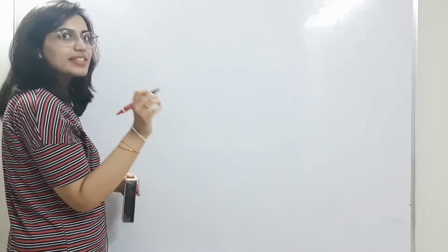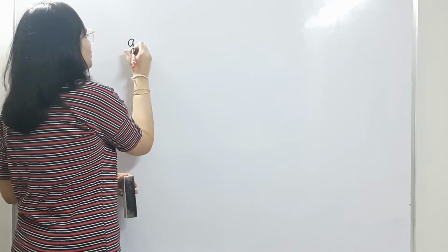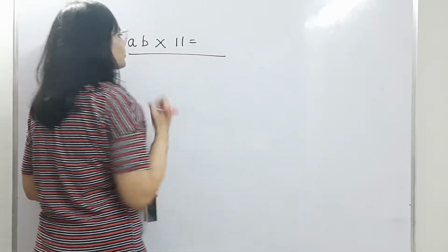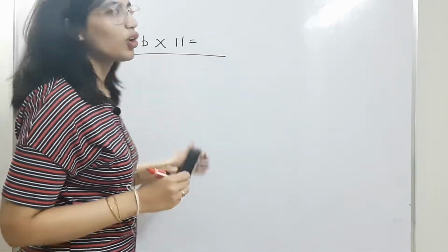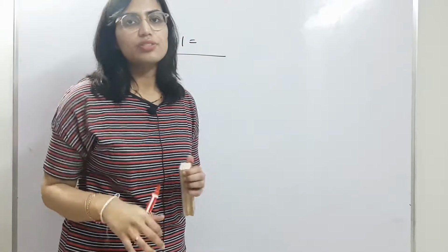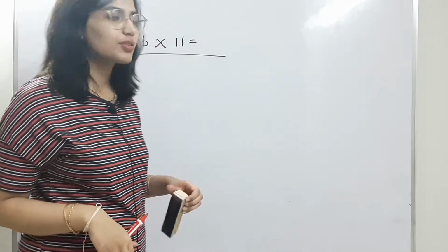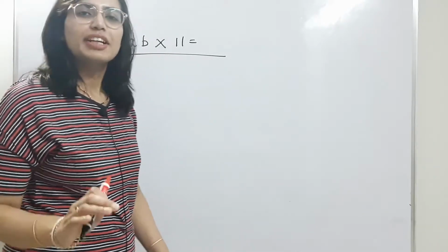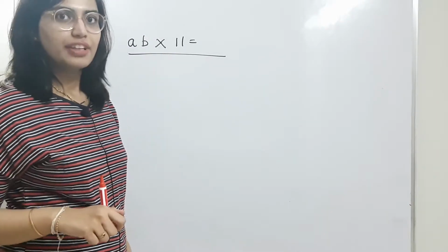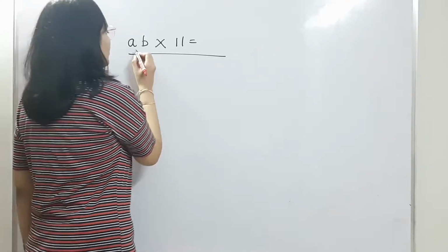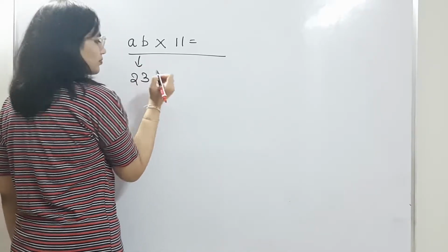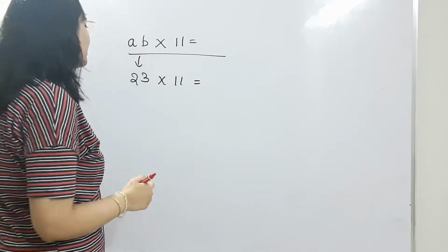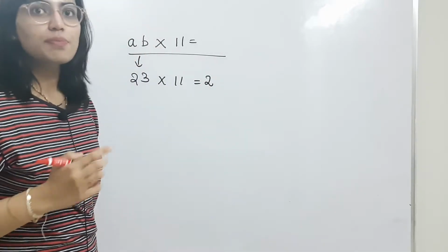So what happens if you multiply any two-digit number AB with 11? You usually do normal basic multiplication, or I also have taught you another technique to do a shortcut. You can use that. But there is a much easier way to multiply any two-digit number by 11. What you do is, assume that this is 23. 23 into 11. What is the value of 23 into 11? Now, in your mind, you don't have to use a paper to calculate this trick.